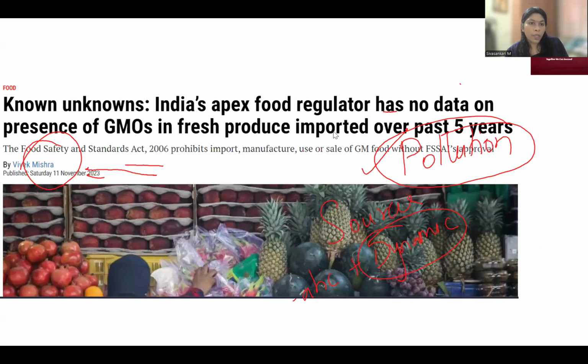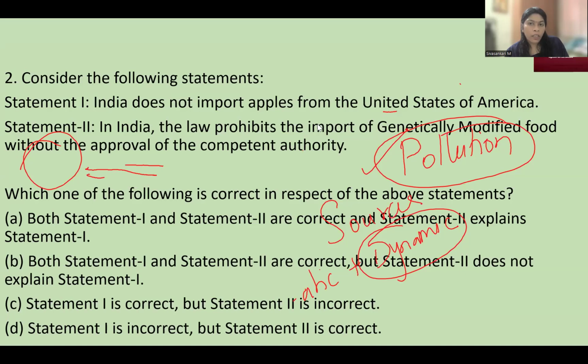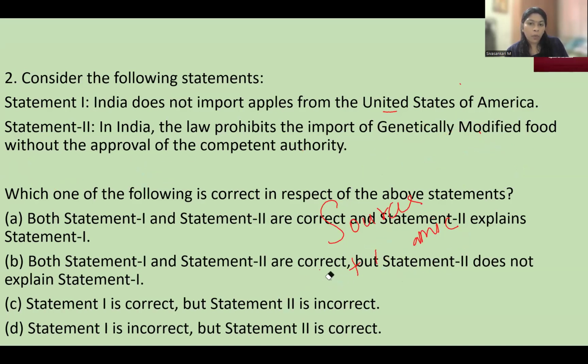See this question, this second question. What it is given, there are two statements. Statement 1 says that India does not import apples from the US. Statement 2 says that in India, the law prohibits the import of genetically modified food without the approval of the competent authority. Watch closely. Statement 1: India does not import apples from US.